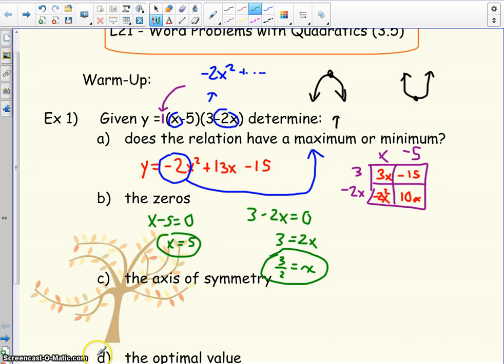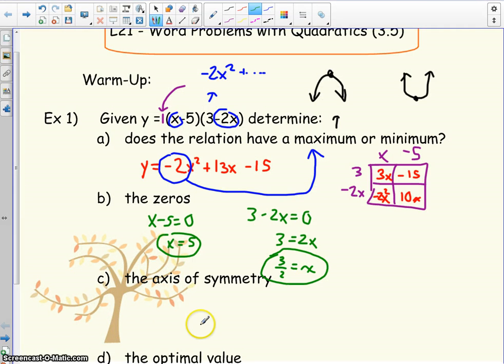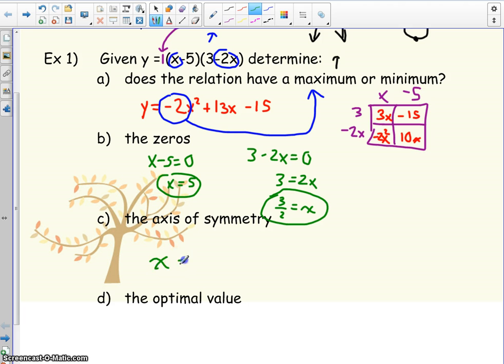Okay, to find our axis of symmetry, again, if we look at our graph, we can see it very plainly. It's going to be the x value that cuts the parabola in half, so it's going to be at 3.25 here. But again, we always have the graph handy, so you've got to be able to calculate that. So again, to find our axis of symmetry, we're going to take our two zeros, average them, so add them together and divide by 2. So our axis of symmetry will be x equals (5 plus 3 over 2), all divided by 2.